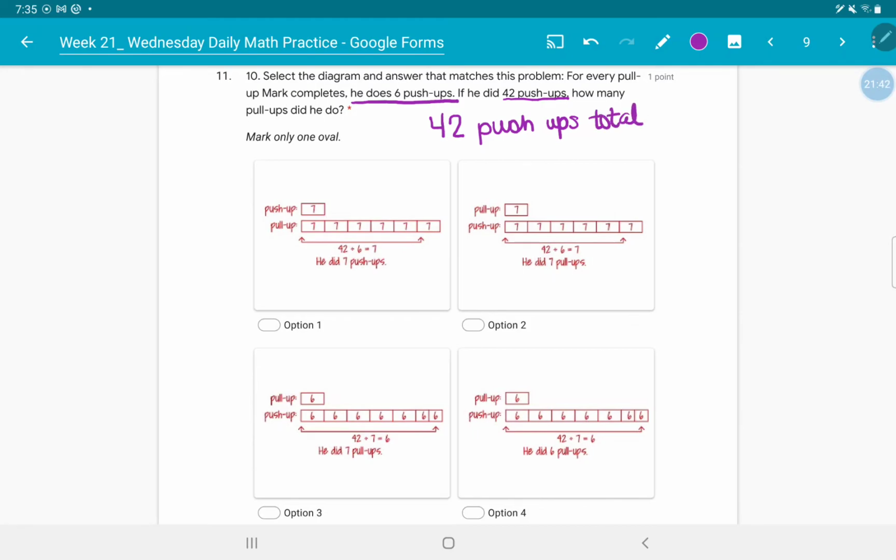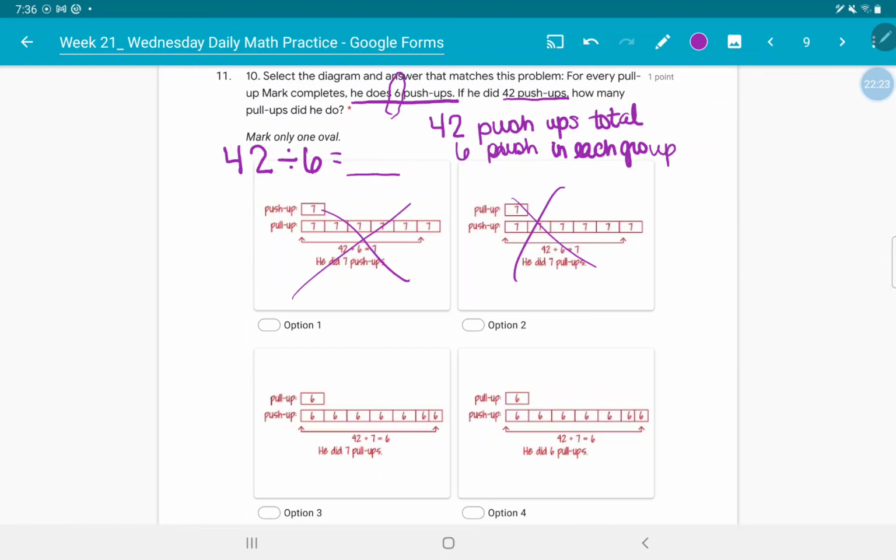So if 42 is my total, and there are 6, if I think of those as groups, there's 6 push-ups in each group. I could do 42, my total number of push-ups, divided by 6, the number in each group, to equal 1 pull-up. And that's going to give me the number of pull-ups that Mark completed. So I know my first 2 options can't possibly be correct, because it says he does 6 push-ups, not 7. So those 2 are both wrong.